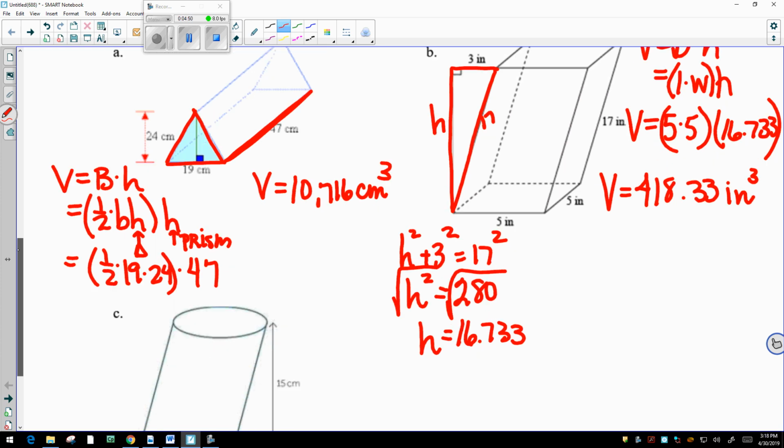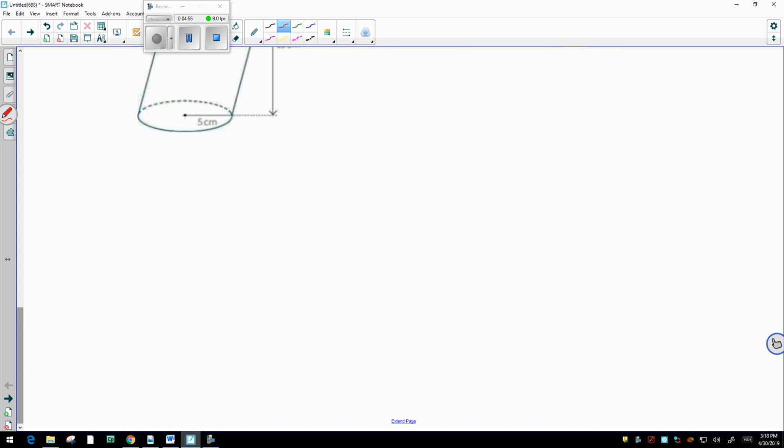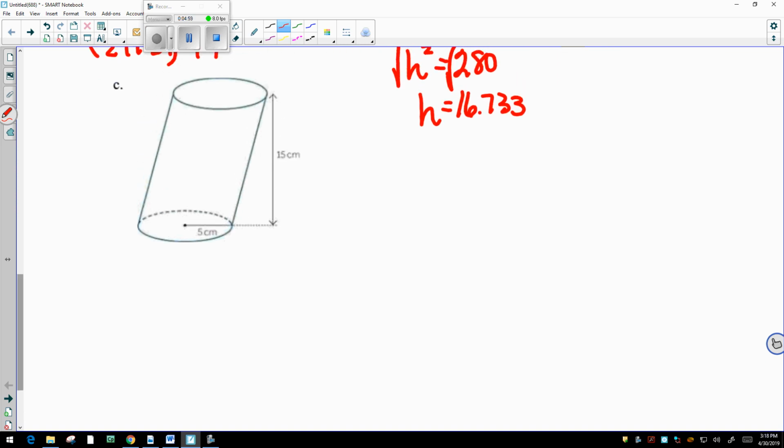And on the bottom, we have a cylinder. Again, it's an oblique cylinder, meaning it's shifted over. The bases are not going perpendicular. I should say this side here, our lateral edge, is not perpendicular. So again, our basic formula, starting off, big B times H, we replace the big B with the area formula for the shape of the base.